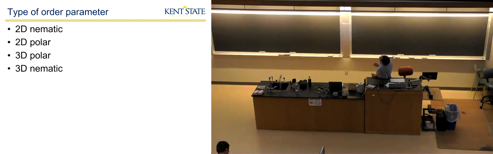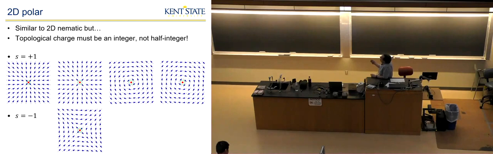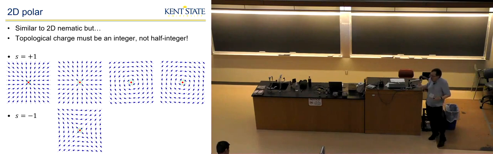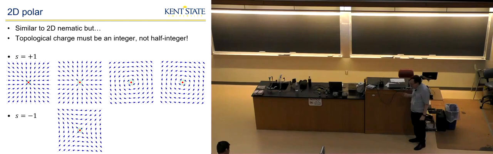There can be different kinds of order parameters. For a 2D nematic, that's what I told you about so far. For a 2D polar phase, that's a phase that's characterized by arrows with a single head, not arrows with a double head. That's basically the same story as I told you before, except that you can't go around a half circle when you go around a loop. You have to go around a whole circle to get back to where you started. So the defects have to be integers, not half integers. So it's a more restricted set than I had before, but still basically the same story.